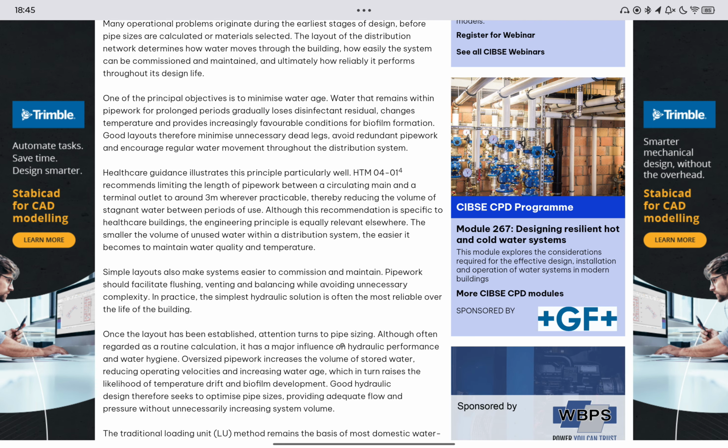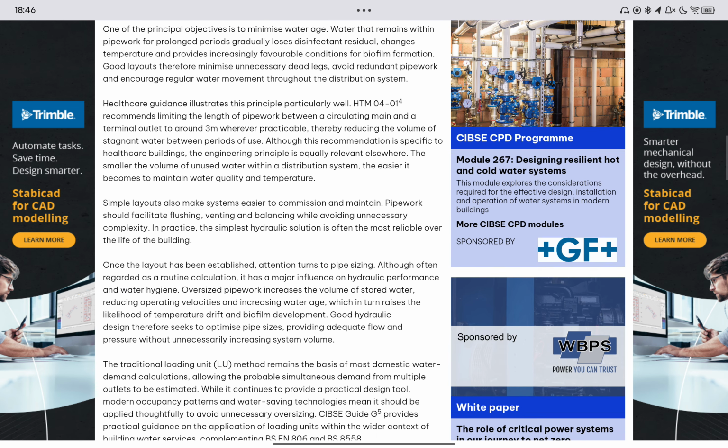One of the principal objectives is to minimize water age. Water that remains within pipework for prolonged periods gradually loses disinfectant residual, changes temperature, and provides increasingly favourable conditions for biofilm formation. Good layouts, therefore, minimise unnecessary deadlegs, avoid redundant pipework, and encourage regular water movement throughout the distribution system.